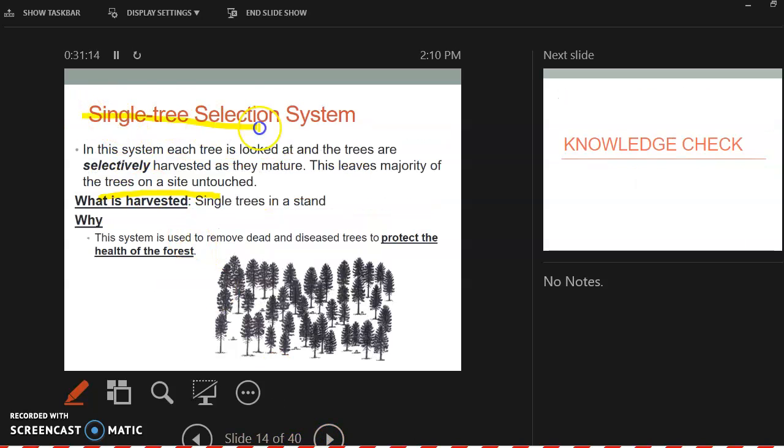Single tree selection system is a system where each tree is looked at and selectively harvested as they mature. So you're going to single out each tree. So what is harvested? Single trees in the stand. Why? This system is used to remove dead and diseased trees to protect the health of the forest.